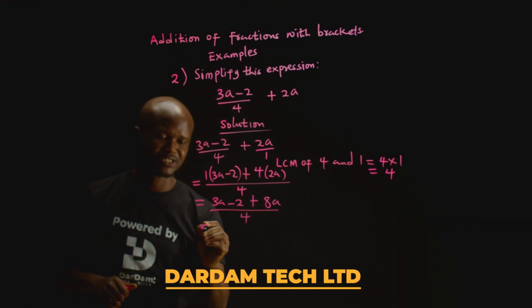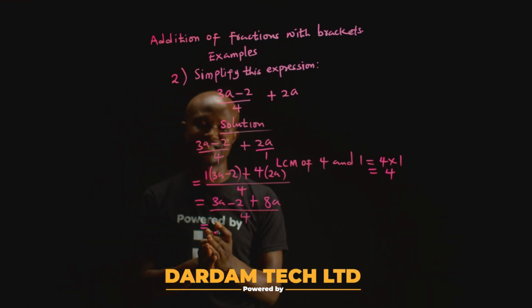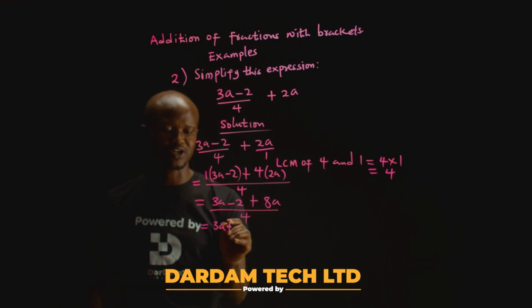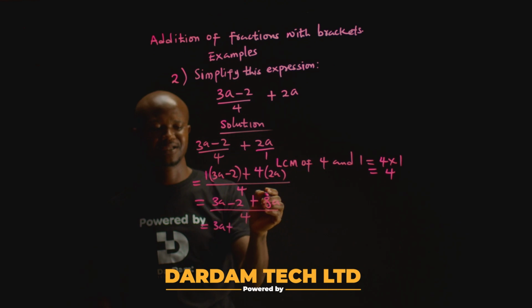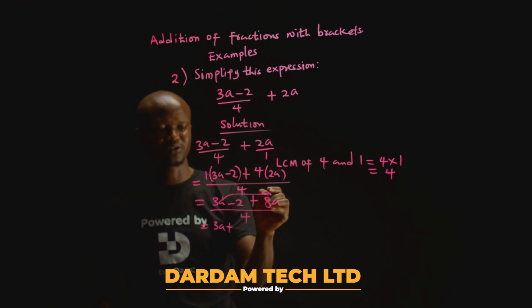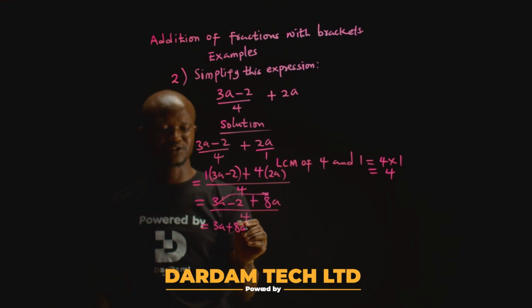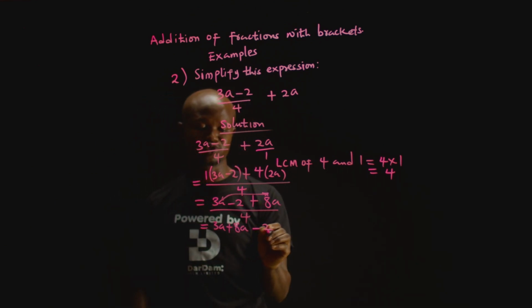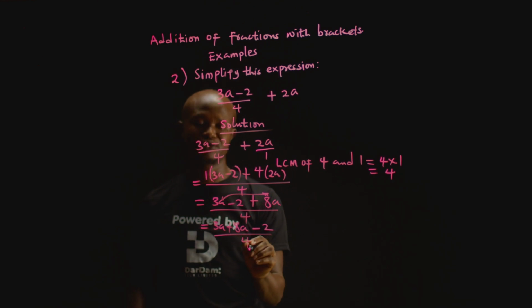So the next thing for us to do is to collect the like terms. The ones that look alike, you bring them together. That's the meaning of collecting like terms. So we have 3a plus what? 8a. This one will bring it with this one. So we have 3a plus 8a. Then we now have minus 2 divided by 4.